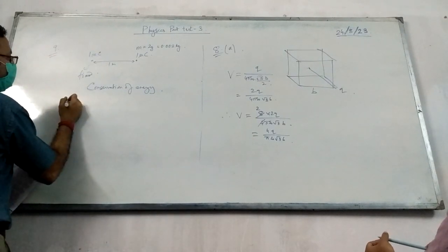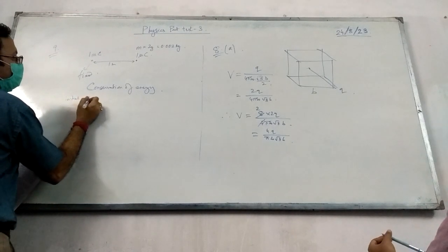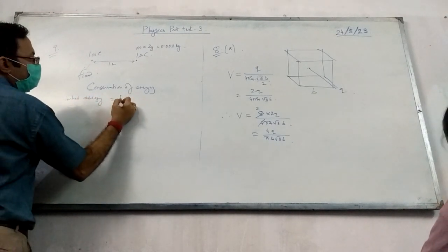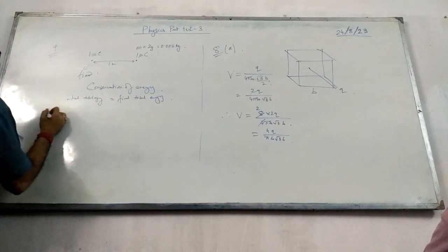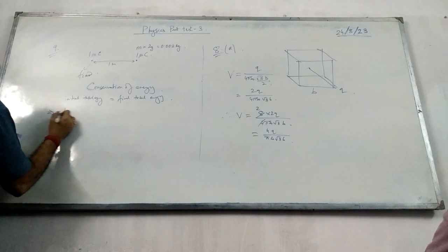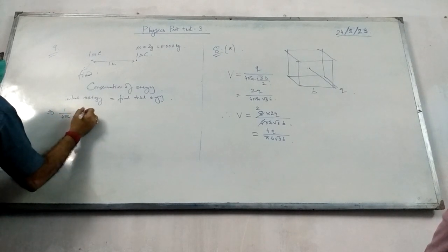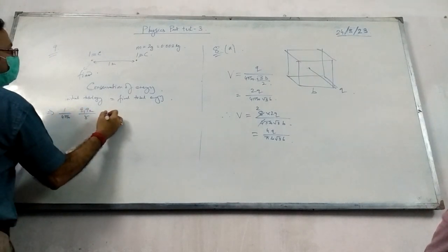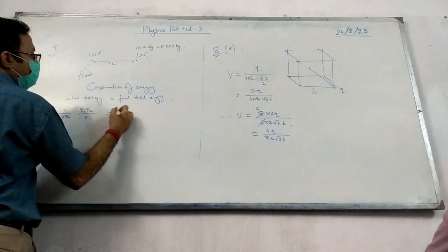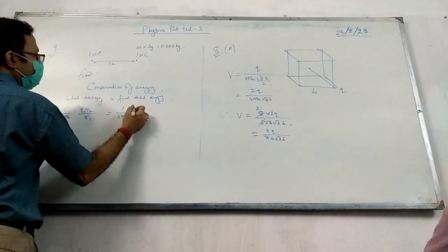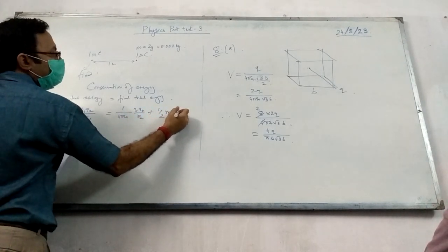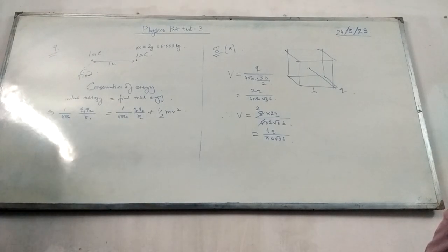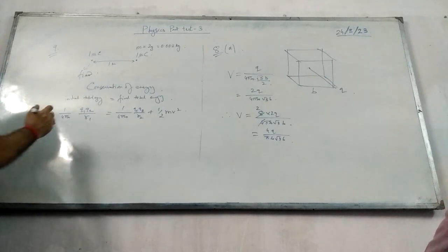So initial total energy is equal to final total energy. So initial total energy will be 1/4πε0 Q1 Q2 by R1. Final total energy is 1/4πε0 Q1 Q2 by R2 plus half mv square, because it will have both potential energy as well as kinetic energy. Yes, sir.